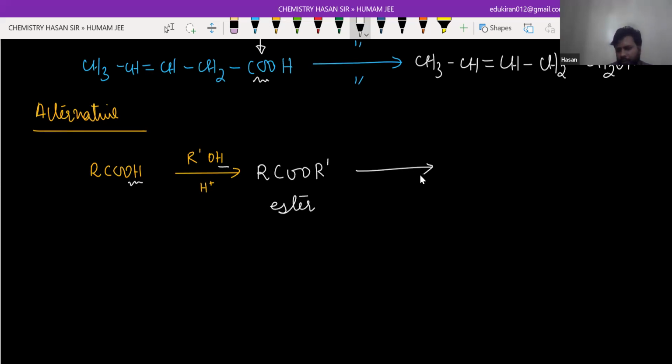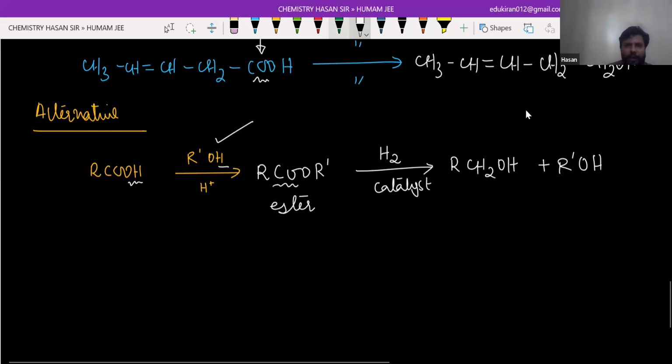Now, after this, what you are going to do? Reacting with hydrogen in the presence of catalyst. So this will be converted into RCH2OH, and the alcohol that you used here will be out, R-OH. I'm going to show this reaction. You can see, yeah, this reaction.